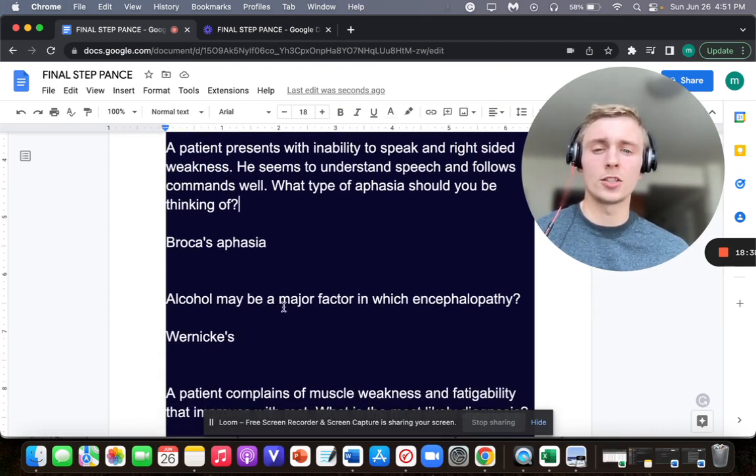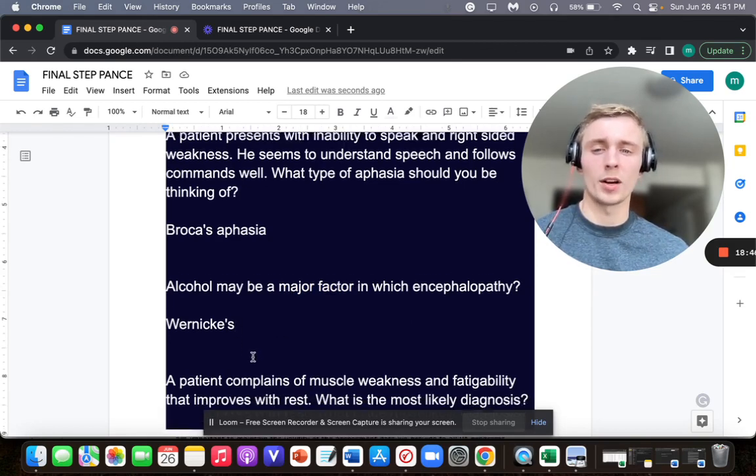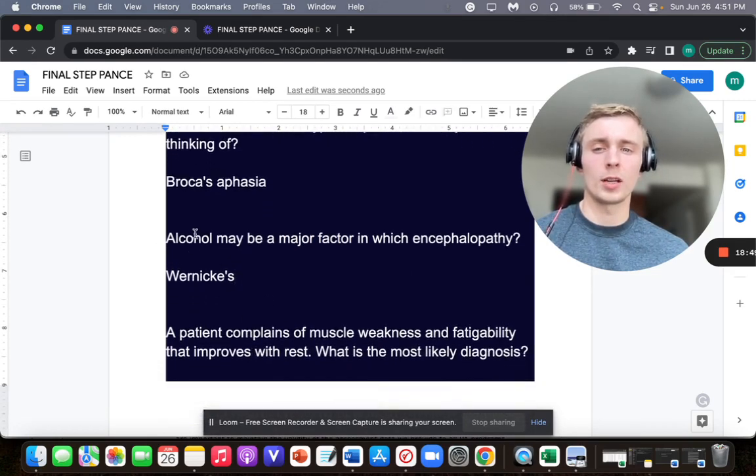Alcohol might be a major factor in which type of encephalopathy? So alcohol may be a major factor in Wernicke's encephalopathy. And so what do we give if we presume an alcohol withdrawal? We want to give vitamin B1, thiamine, to prevent against Wernicke's encephalopathy.